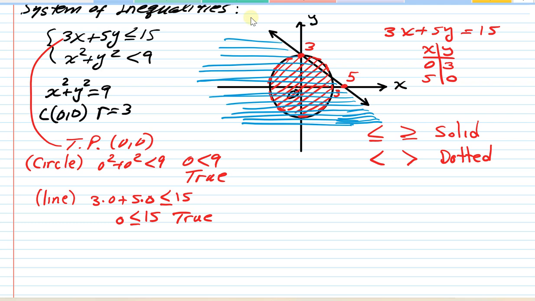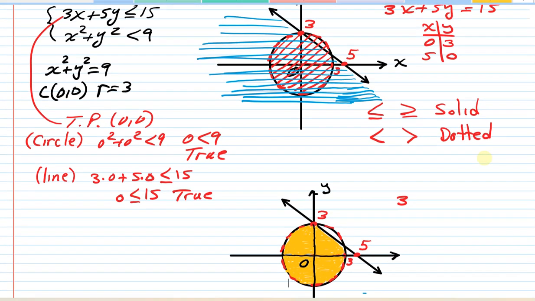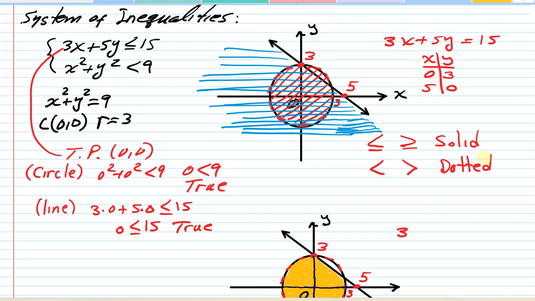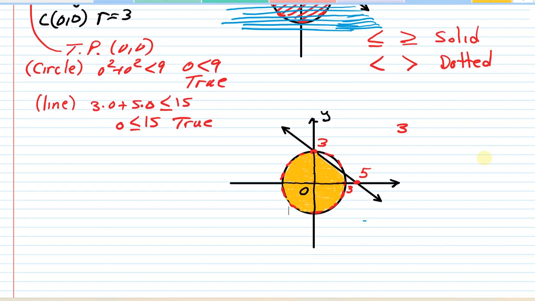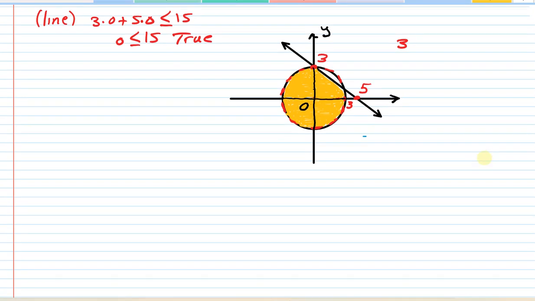Okay, so I'm just going to do one way of shading here for you to make it look nice and clean. And there you have it, like magic. All of a sudden it appeared. So all I did again was use the crosshatch down here, and that is the final solution to this system of inequalities.